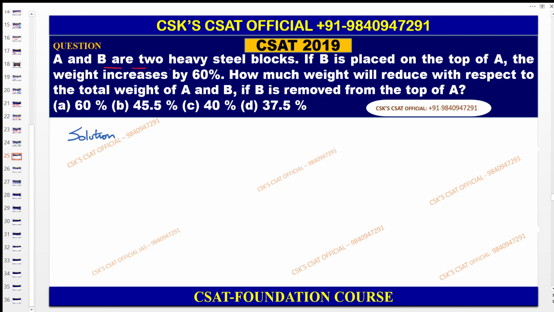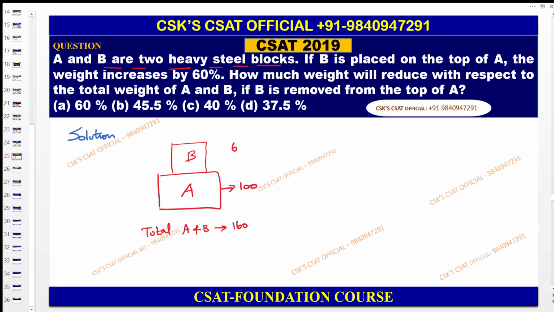A and B are two heavy steel blocks. Let us take a steel box here, A. If B is placed on the top of A, the weight increases by 60%. Now I am taking A's weight as 100. Then a 60% increase means the total weight of A and B is 160. If A is 100, automatically B is 60.